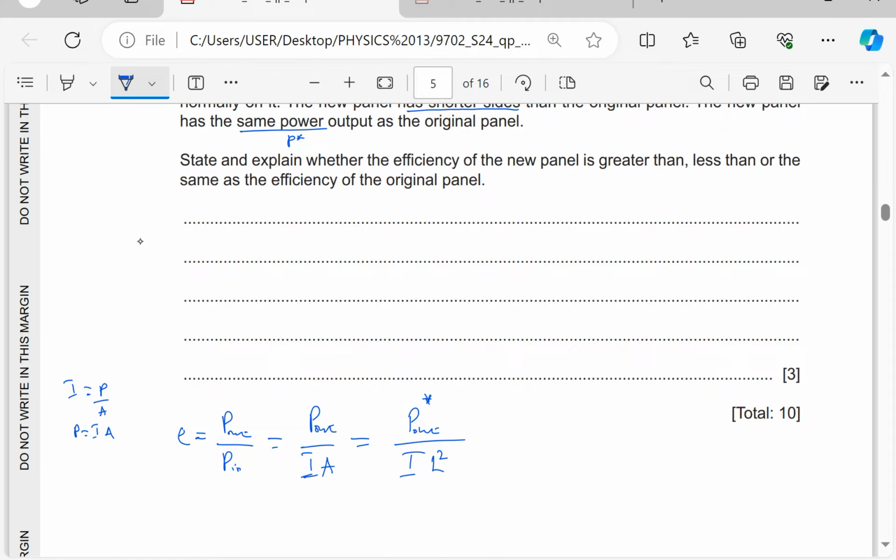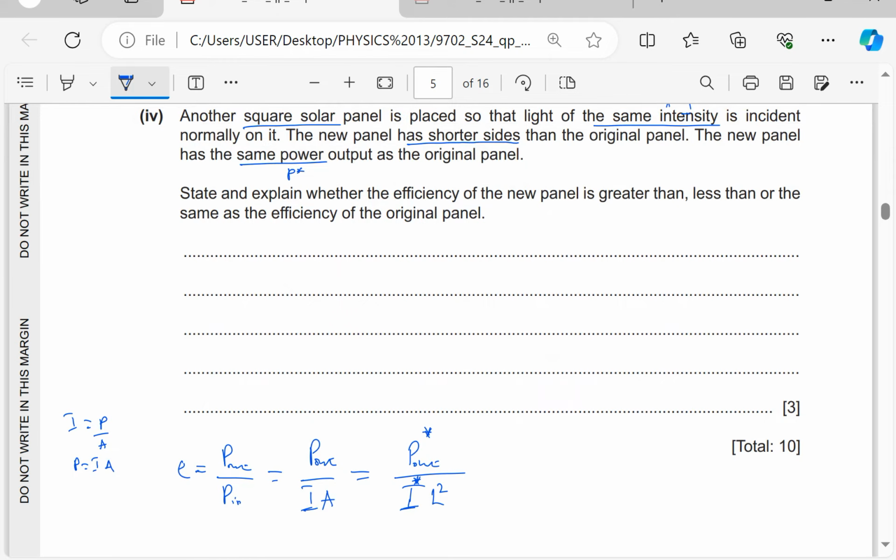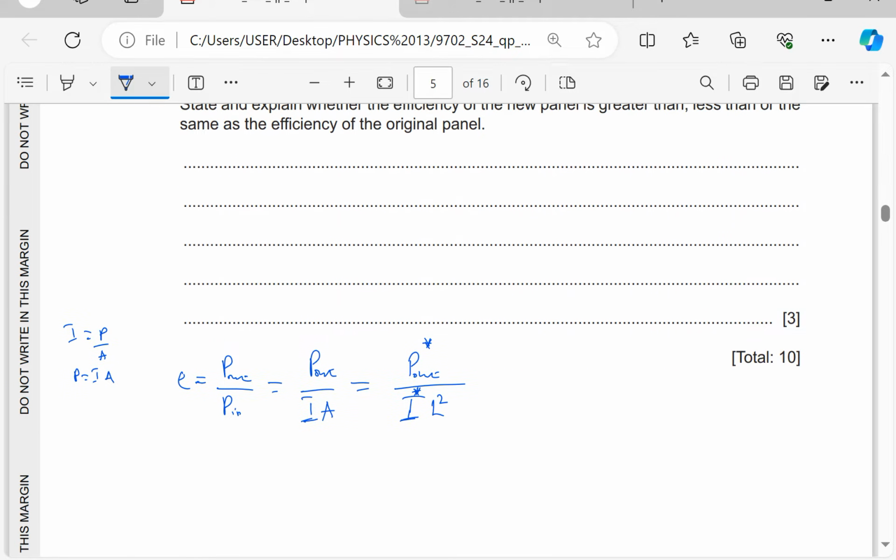So they have told us the power is the same. So I'll put a star on power output. The output power is the same. The intensity is also the same. I will put a star on intensity because it's the same. So they have told us this new panel has shorter sides. So that means L has decreased. So if L decreases, it means the area has decreased. Remember, the power is the same, intensity is the same. So if the area has decreased, it means the power output is the same, but the input power has decreased. Because efficiency is inversely proportional to the input power, it means the efficiency increases.